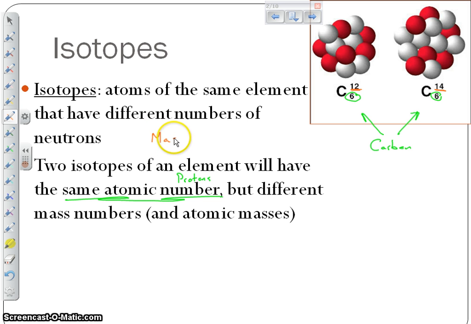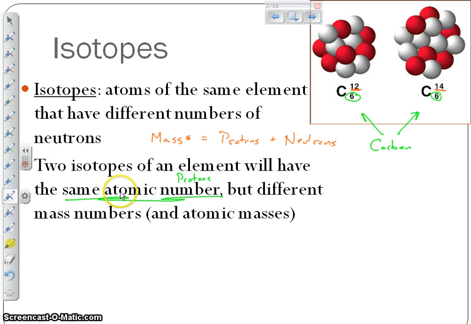And if we remember that the mass number equals protons plus neutrons, we know that if the protons stay constant, and in this case it's 6, the thing that has to change is your neutrons. And so an isotope is just two atoms of the same element that have different numbers of neutrons. One can be heavier, the other can be lighter.